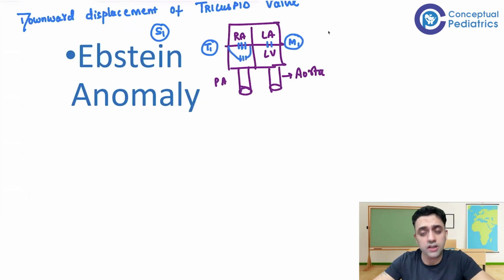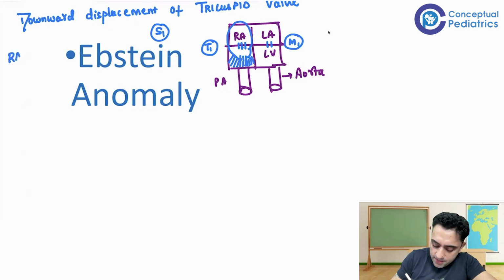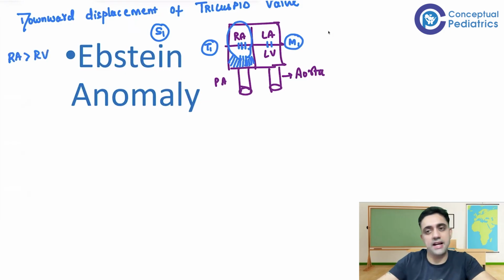Once there is a downward displacement of the tricuspid valve, very importantly, the size of the right ventricle becomes smaller and the right atrium becomes much bigger in size. So the right atrium becomes much bigger than the right ventricle. The right ventricle becomes very small. This is known as atrialization of the ventricle.